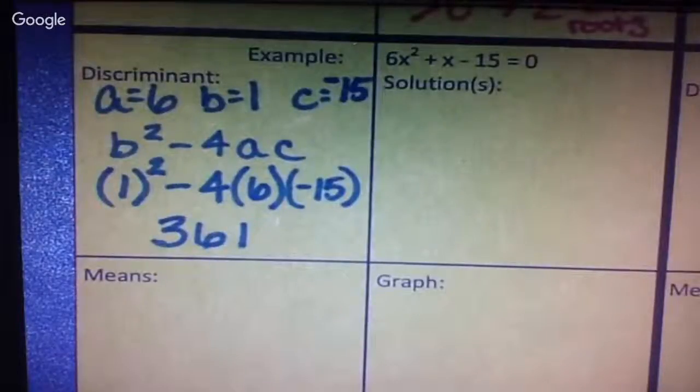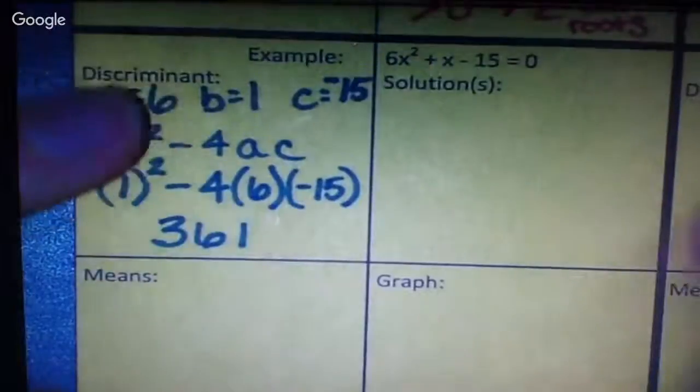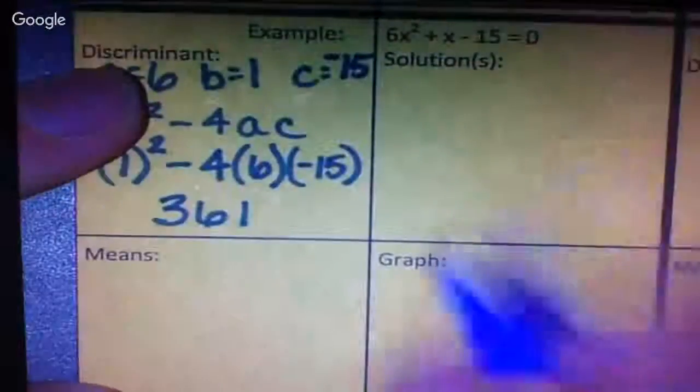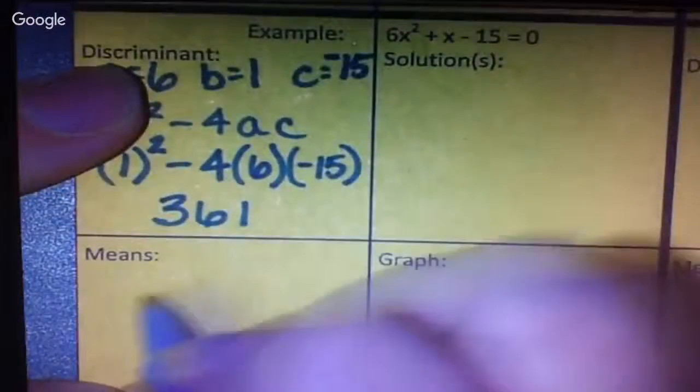This answer is what? Greater than 0. So this means we have 2 real roots.